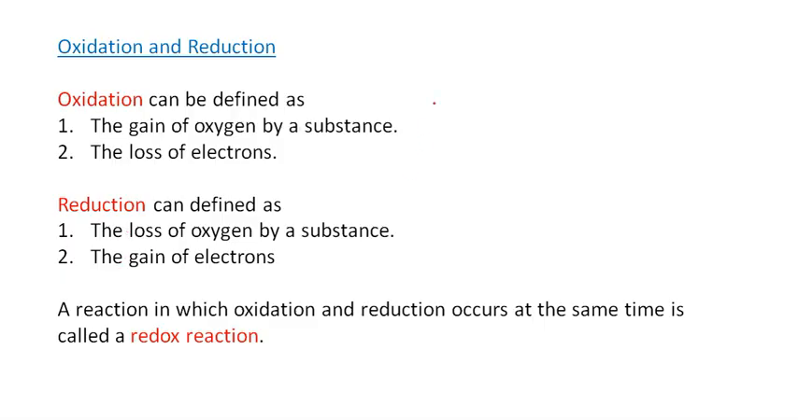Now, some people use the term OIL RIG in order to help them remember oxidation and reduction. Oxidation is the loss of electrons and reduction is the gain of electrons. So that's how we have OIL RIG. A reaction in which oxidation and reduction occur at the same time is called a redox reaction, as in reduction and oxidation.